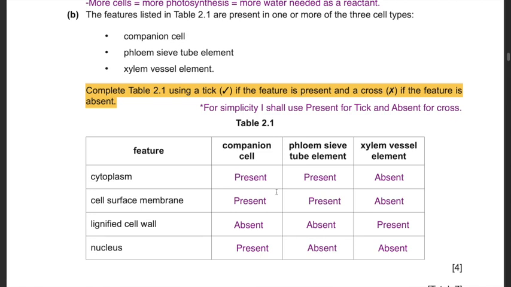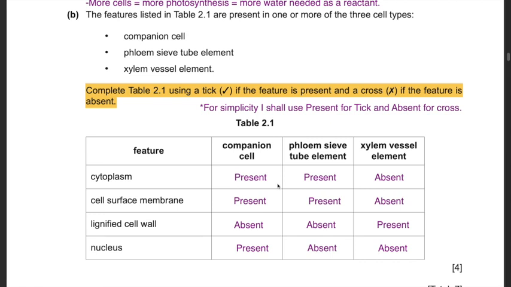So we have cytoplasm as the first feature. Obviously, cytoplasm is absent in xylem vessel element, whereas it is present in both companion cell and phloem sieve tube element. Therefore, under the column companion cell, you should put a tick, whereas over here I just wrote present. For phloem sieve tube element, it is also a tick, which means cytoplasm is present in phloem sieve tubes. And under xylem vessel element, there should be a cross, which means cytoplasm is absent.